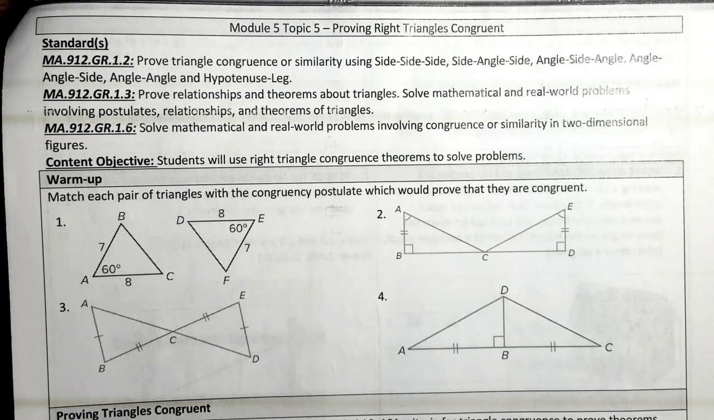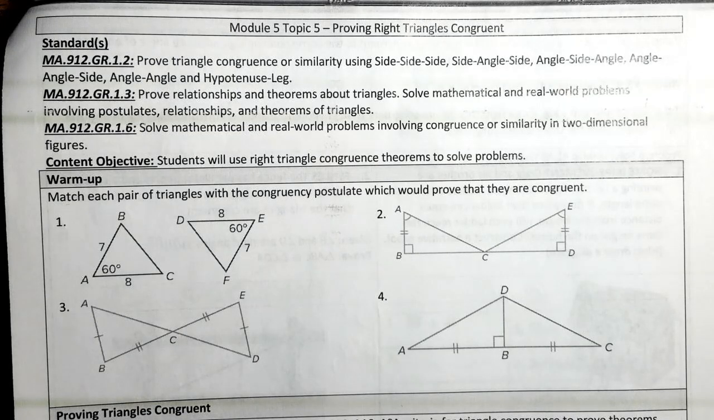The standards for this topic are GR 1.2, prove triangle congruence or similarity using side, side, side, side, angle, side, angle, side, angle, angle, angle, side, and later angle, angle, and hypotenuse leg. GR 1.3, prove relationships and theorems about triangles, solve mathematical and real-world problems involving postulates, relationships and theorems of triangles. GR 1.6, solve mathematical and real-world problems involving congruence or similarity in two-dimensional figures.